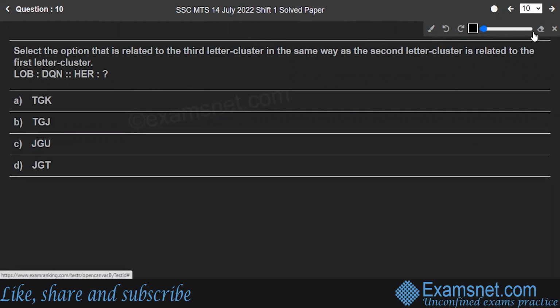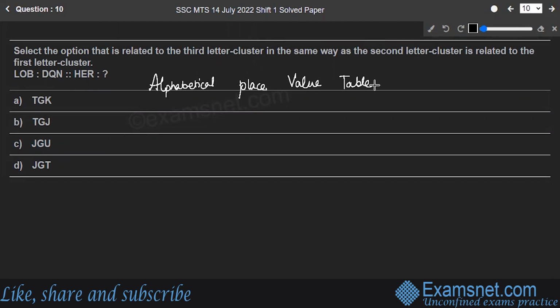Again, you remember you have to use the same alphabetical place value table that we used in the last question. So here is LOB and it has been shifted to DQN. First of all, if I'm looking at the place value of L, let's write down the place value of L. O is at 15 and B is at 2.